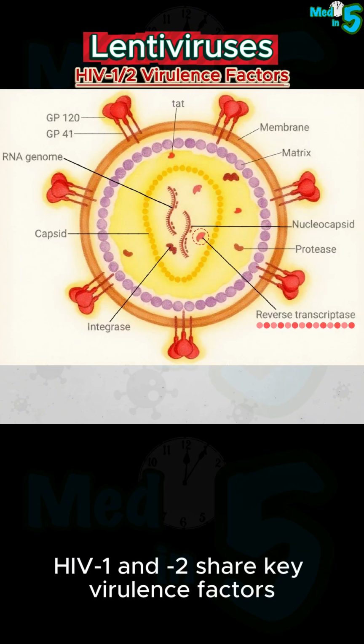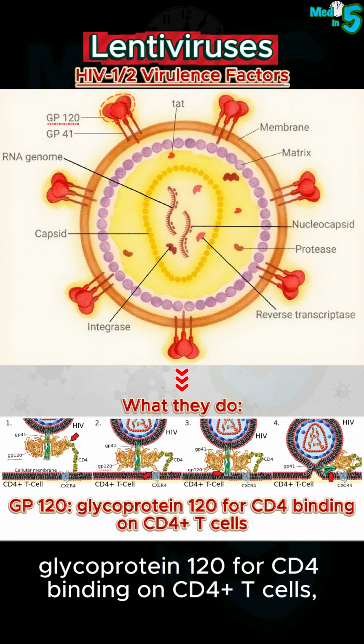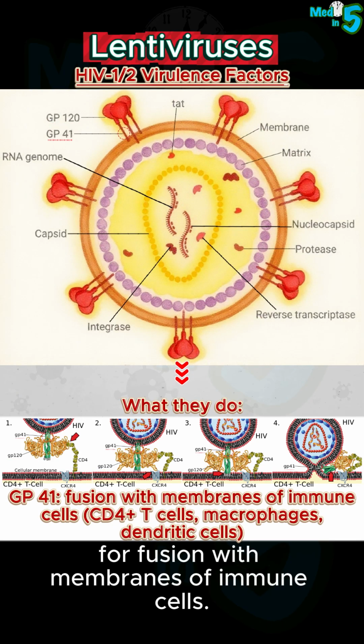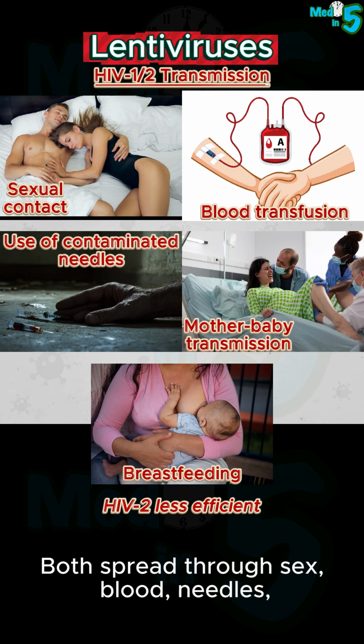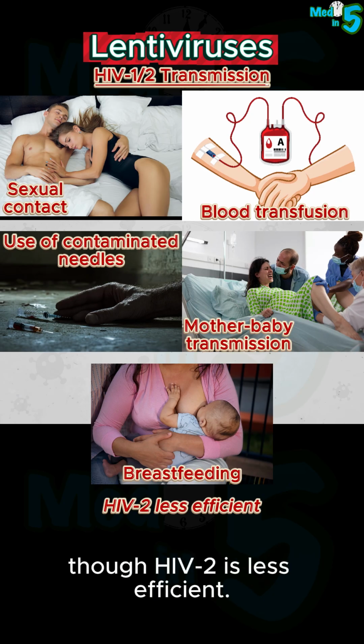HIV 1 and 2 share key virulence factors like reverse transcriptase, glycoprotein 120 for CD4 binding on CD4 plus T cells, and glycoprotein 41 for fusion with membranes of immune cells. But HIV 2 replicates more slowly and mutates less. Both spread through sex, blood, needles, mother-to-baby transmission, and breastfeeding, though HIV 2 is less efficient.